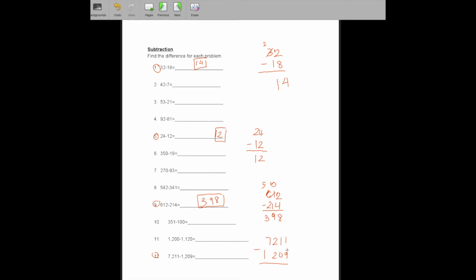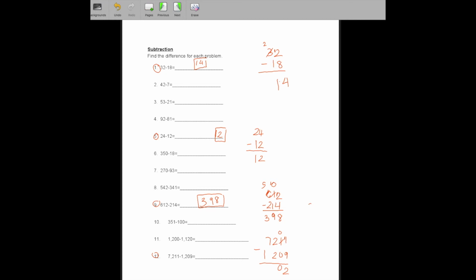So 1 minus 9, you can't do it because 1 is too small. So you have to bring 10 from the next column and turn it into a 0 and bring the 1 over. 11 minus 9 is equal to 2. 0 minus 0 is just 0.